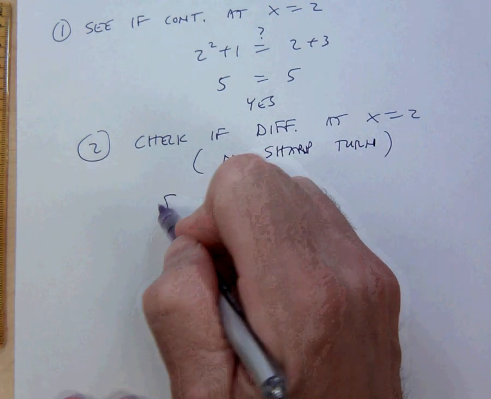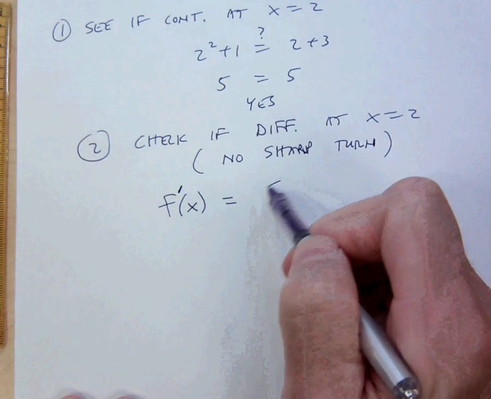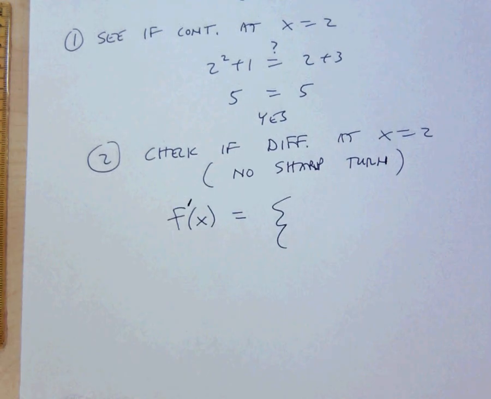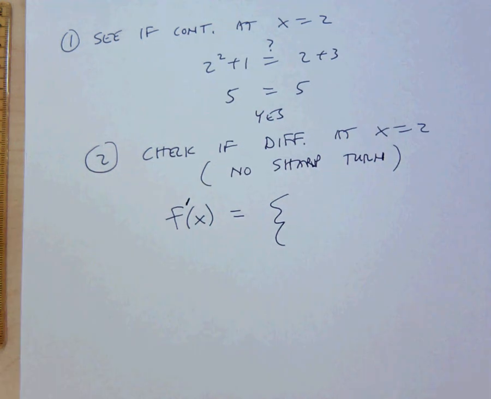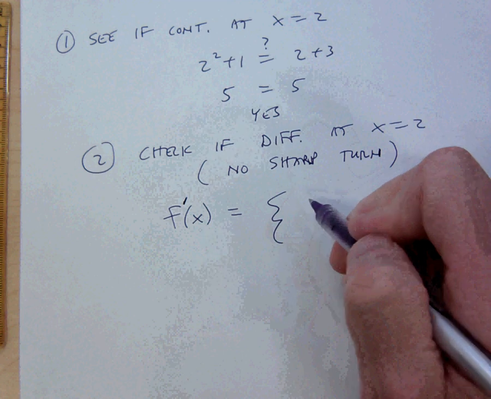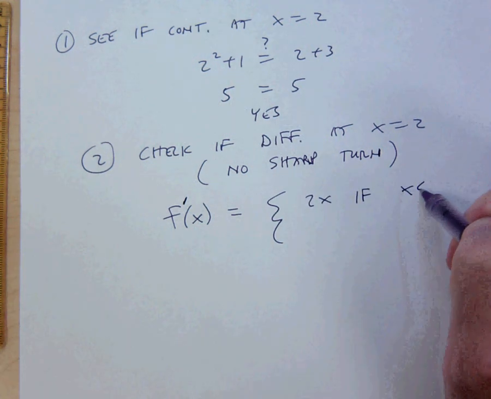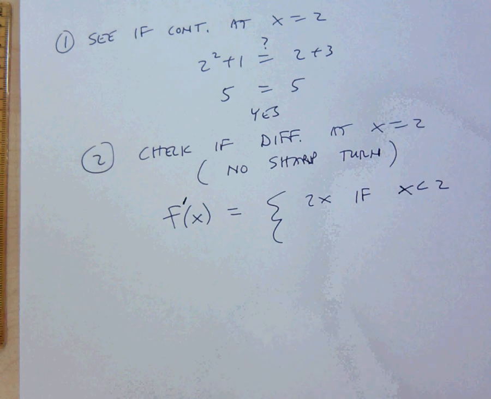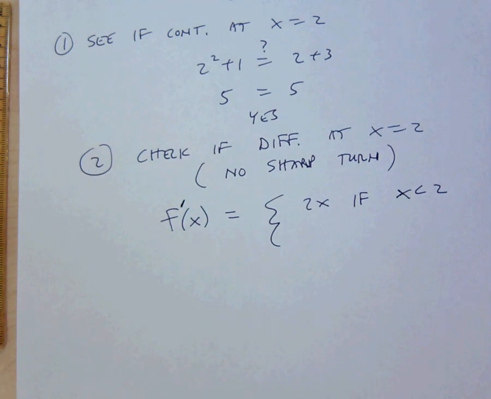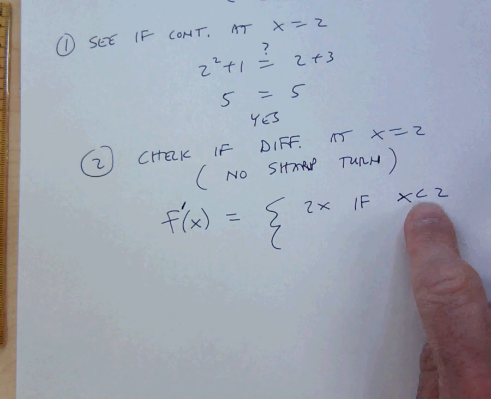You must find the piecewise derivative function. What is it? Well, what's the derivative of the top piece? What's the derivative of x squared plus 1? 2x. So that's the derivative function for x is less than 2. Notice I did not put the equal sign, because I don't know what the derivative is at 2. Not yet anyway. Are you following me? So don't bring down the equal sign there. Just leave it as less than.